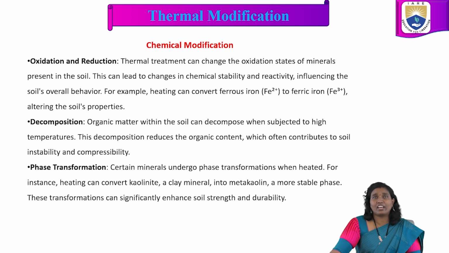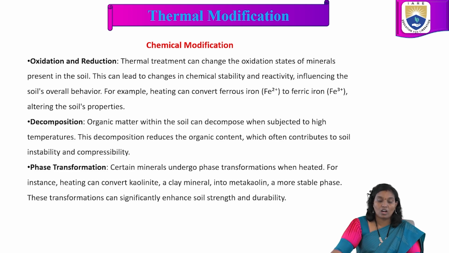In chemical modification, there are oxidation and reduction. Thermal treatment can change the oxidation states of minerals present in the soil. This can lead to changes in chemical stability and reactivity, influencing the soil's overall behavior. For example, heating can convert Fe2+ ions to Fe3+ ions, altering the soil properties.